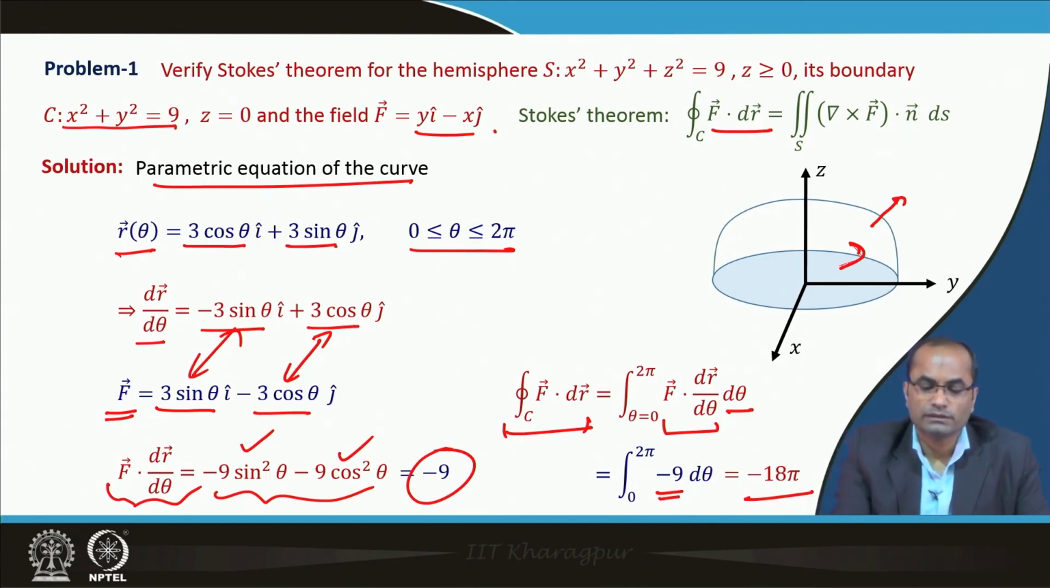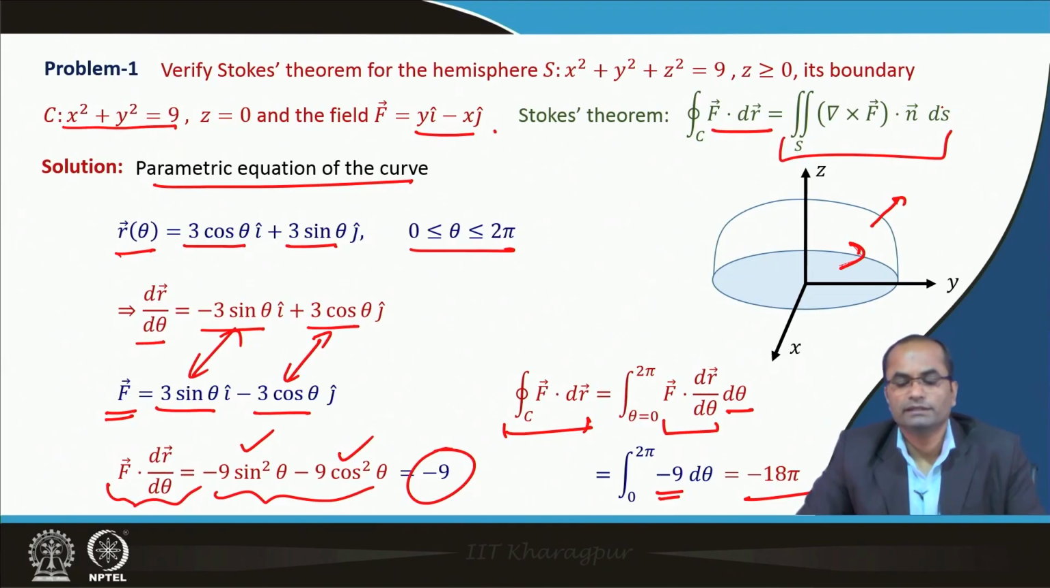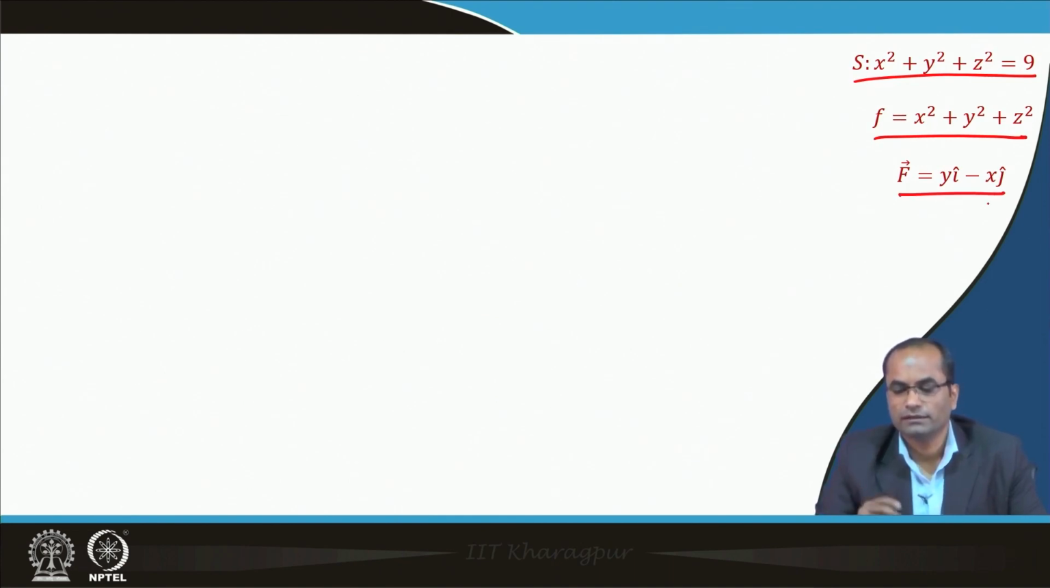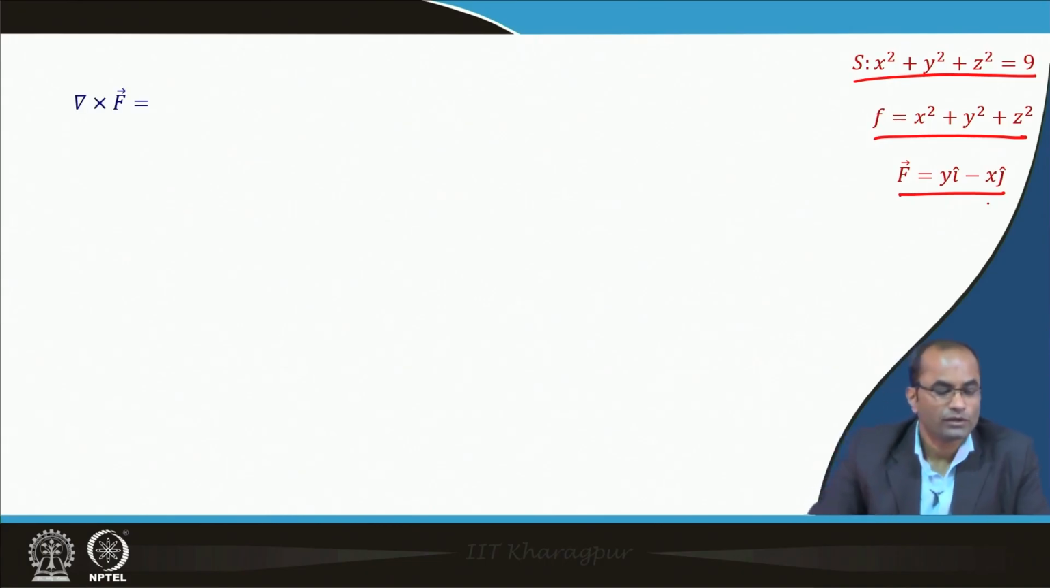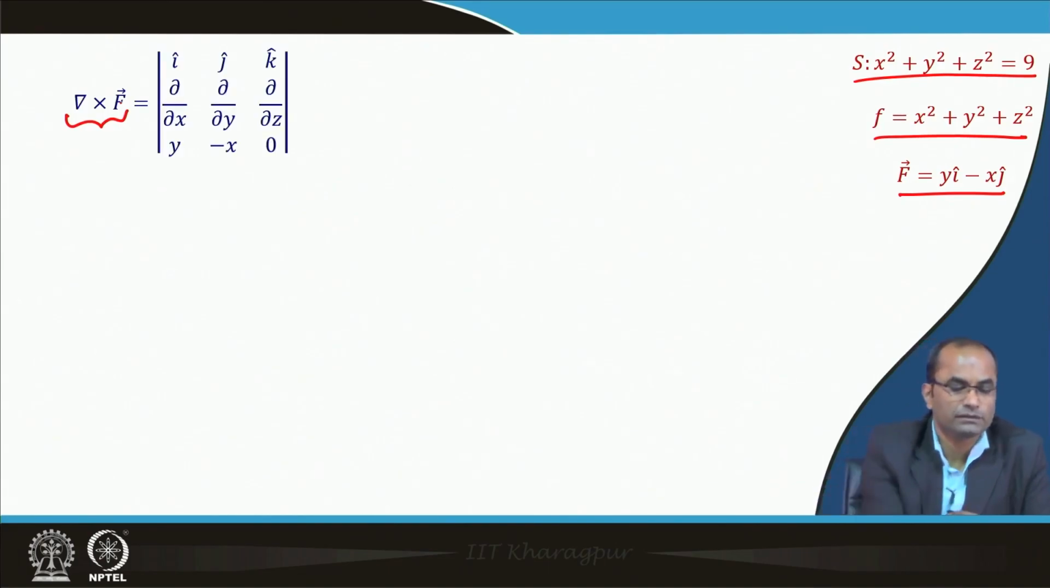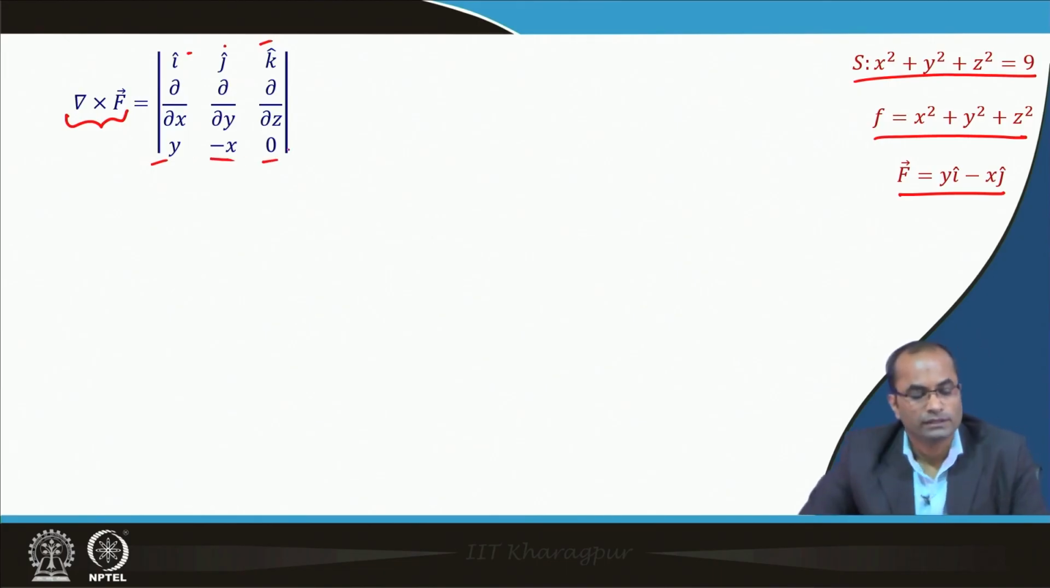And now, in the second case we will consider this right side integral, where we need to compute the surface integral over this hemisphere. So, for that, we have now the surface, the equation of the surface, this f, the function, and the vector field f. So, this curl f we need to compute, that means this determinant i j k, and then we have these partial derivatives, and then we have the x component, then the y component, and then 0.